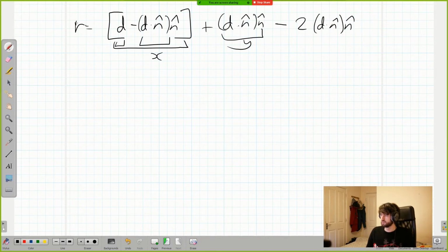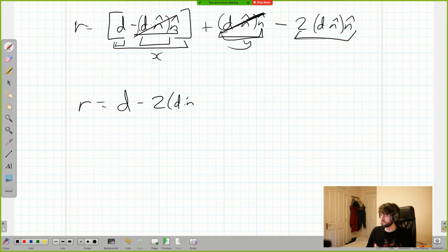Okay? So you see that this r thing is equal to this d, and then we've got minus d dot n times n plus d dot n times n minus 2 d dot n times n, right? So this cancels, and all you're left with is this. So we got 2 times that. Okay? And then that's it. That's your reflection vector.